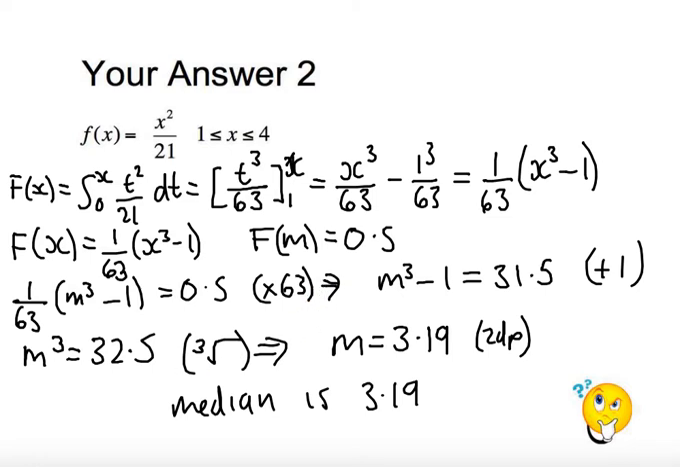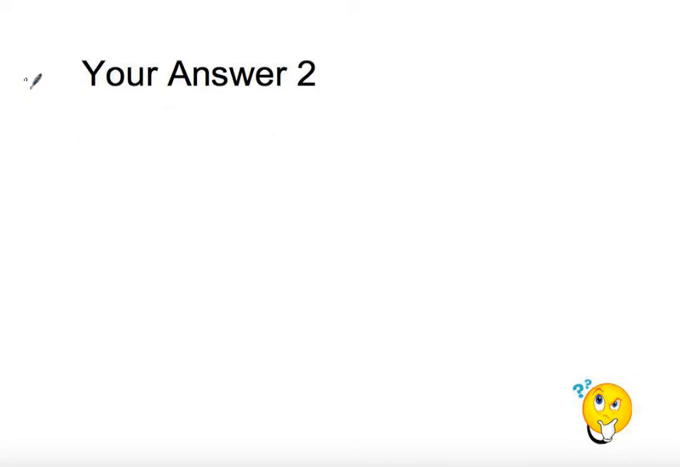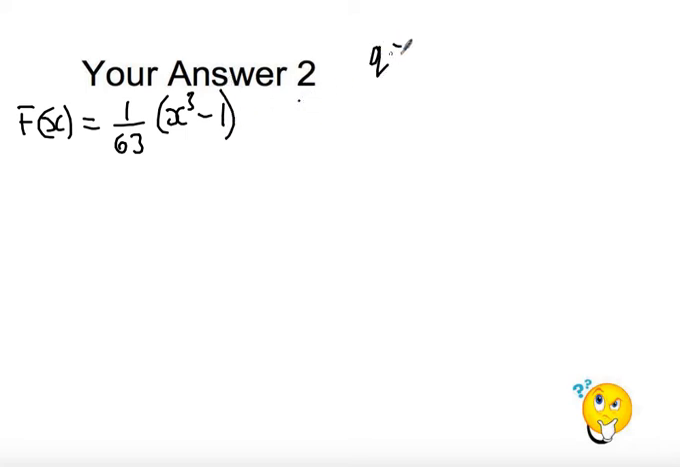Okay, part C said to find the upper quartile, so let's find the upper quartile. We know that f of x is given as 1 over 63 times x cubed minus 1. We want to find, let's say, q again equals quartile. It doesn't really matter what value you use, you could just use x, but I'm just trying to separate when we've got the cumulative distribution function from when we've actually got a particular value. So we're saying f of q is equal to 0.75.